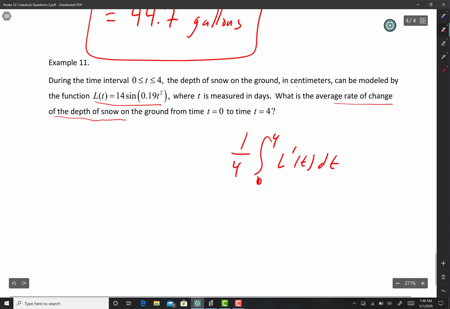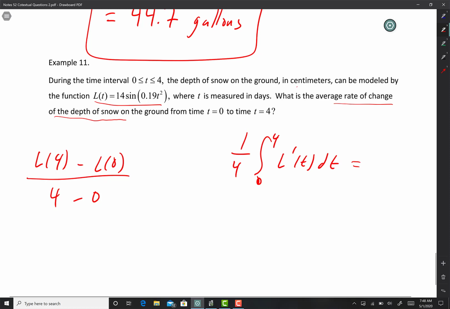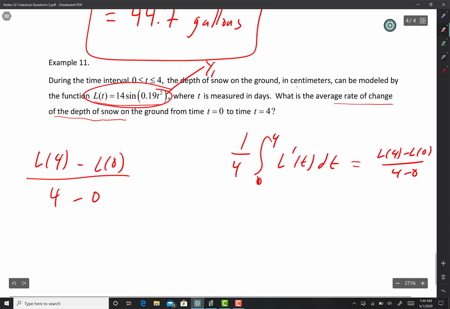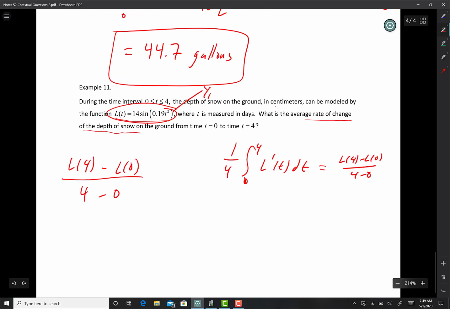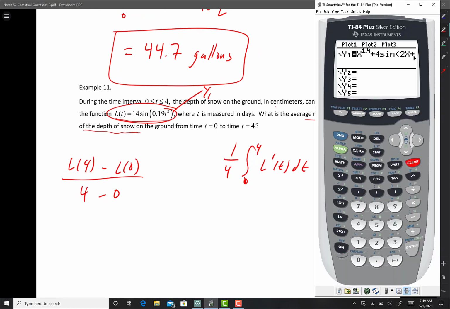If you didn't think of it like that, I didn't think of it like that either. I thought of it like this. I thought of it as L of 4 minus L of 0 divided by 4 minus 0. And they're the same. Remember, the antiderivative of L prime is L. So L of 4 minus L of 0 divided by 4 minus 0. All right, I'm going to type this into Y1 of my calculator. So let me zoom out a little bit. And Y equals, I'm going to type it in there, 14 sine of 0.19 x squared. Close it. And I think I'm ready to go.